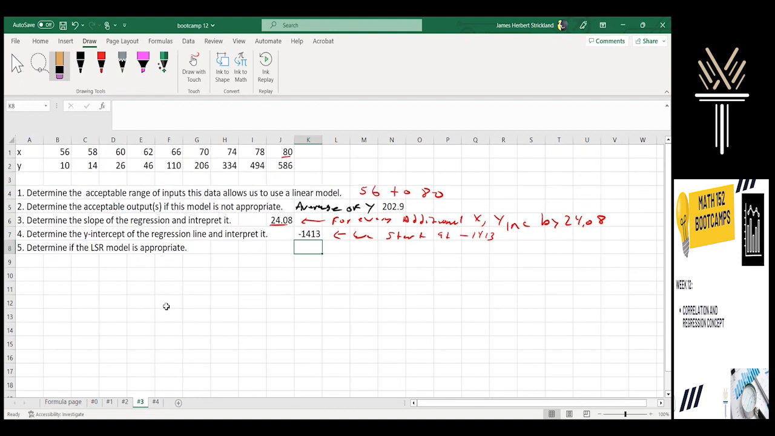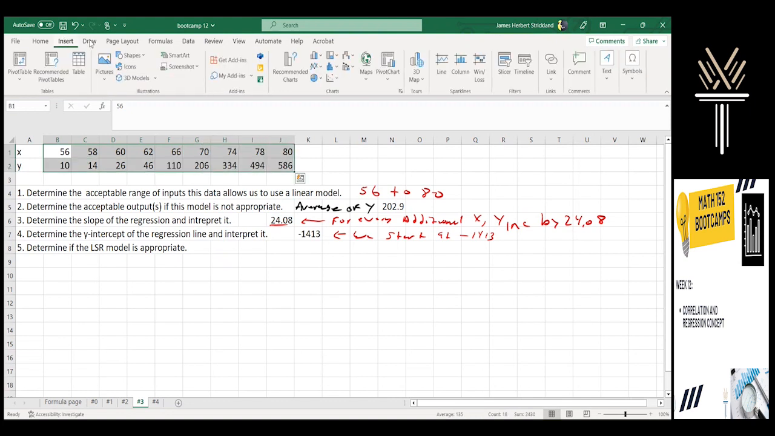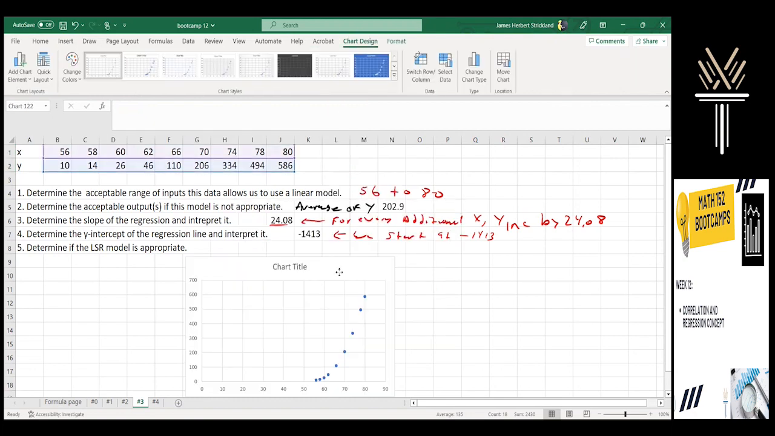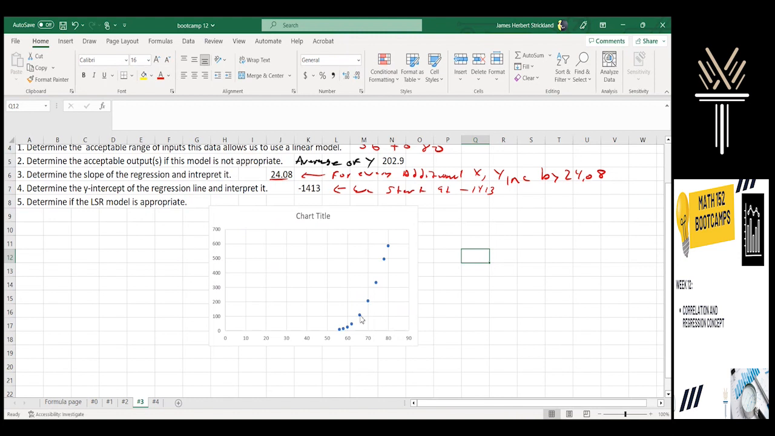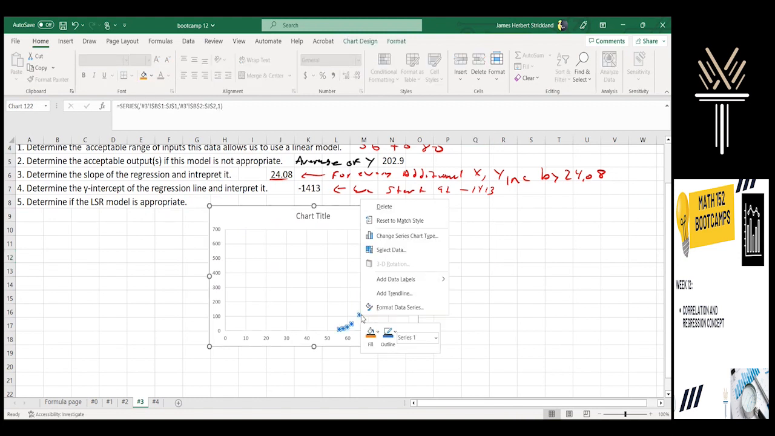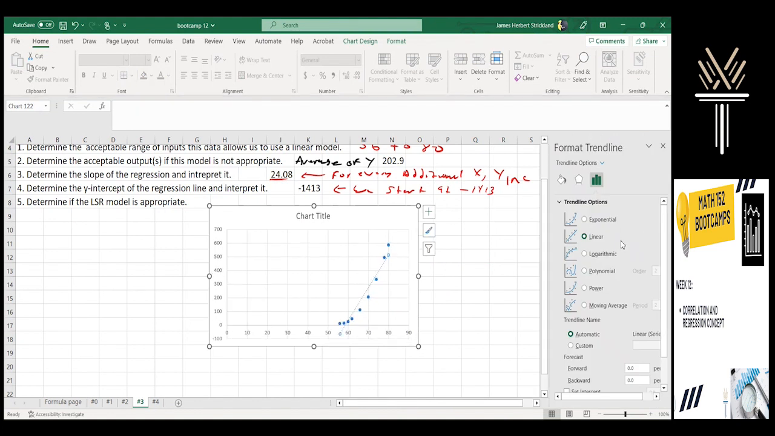Not asking me to graph it, but that's what it essentially is saying. Now, I mentioned there's another way of getting this, and it's actually how we're going to do it for determining if the model is appropriate or not. The alternate way of getting your slope and intercept is to highlight your data, go to Insert, and make a scatter plot. Then right-click on a dot and add trend line.